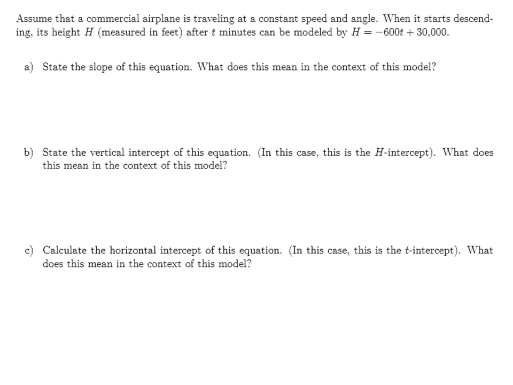So we're told to assume that a commercial airplane is traveling at a constant speed and angle. When it starts descending, its height h, which is measured in feet, after t minutes can be modeled by h equals negative 600t plus 30,000. So to state the slope of this equation, we'll look at the coefficient on that variable t, which is negative 600. So our slope here is negative 600.